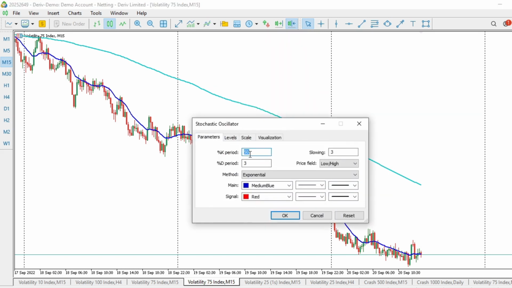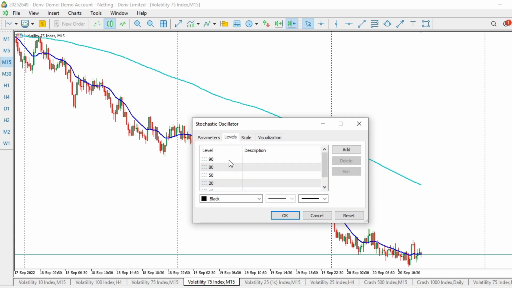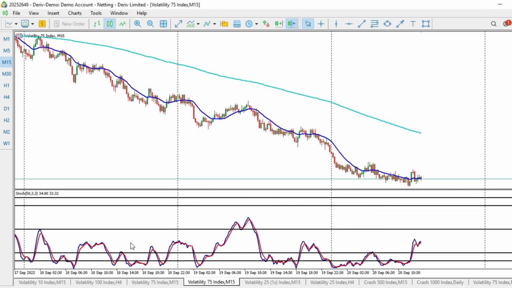So these are the parameters. The percent K period is 50, the percent D period is 3, then slowing is 3, price field low/high, method exponential. Then for main is medium blue or blue, and then signal is red. Then we add levels: level 90, level 80, level 50, level 20, and level 10. And then you press OK. So now we've added the stochastic.